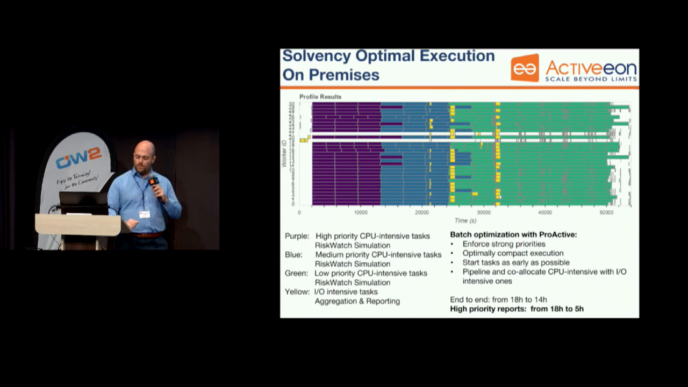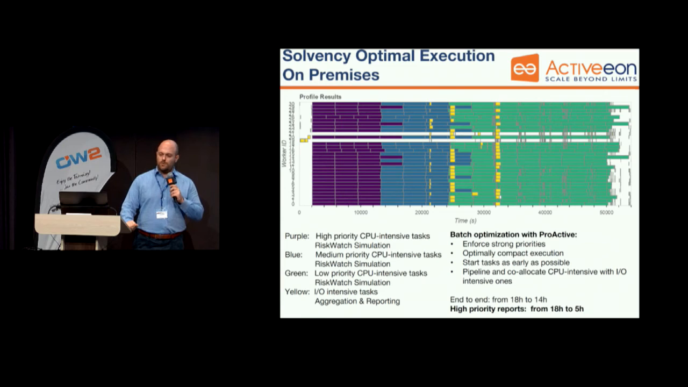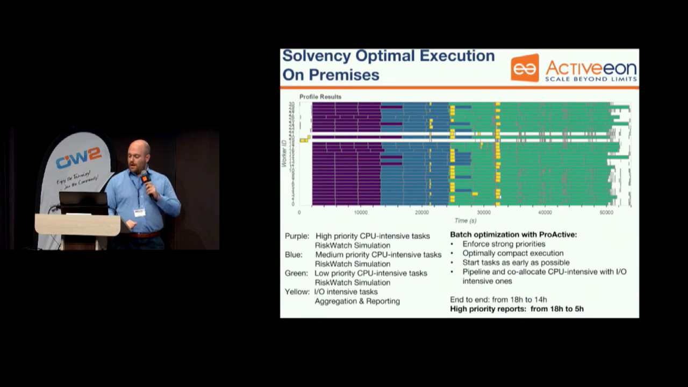Here you have an example with 31 hosts on the grid. That was our previous grid that was on premises, so hosts that were permanently up, owned by us, incredibly expensive. And you can see already in here the pipelining of the CPU intensive tasks, which here are colored in the purple, blue, and green, with the I/O intensive tasks, which are colored in yellow, that are running at the same time on the same hosts.